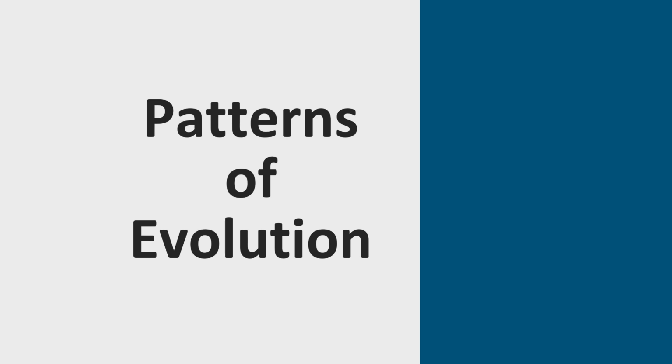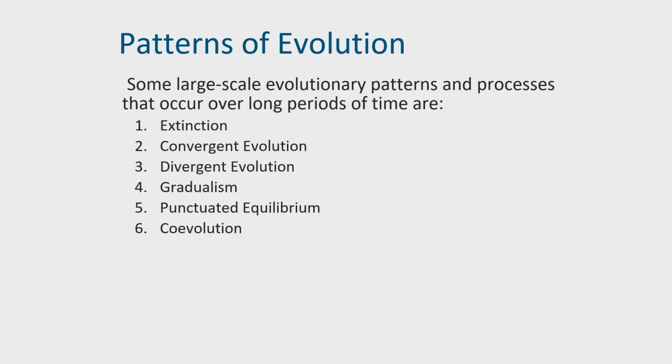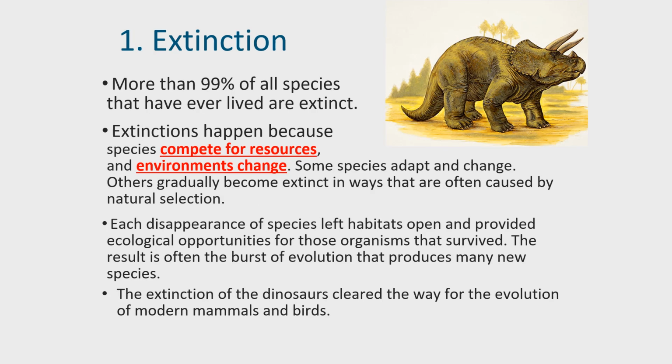We're now going to cover patterns of evolution. There are six patterns of evolution: extinction, convergent evolution, divergent evolution, gradualism, punctuated equilibrium, and coevolution. The first type of pattern is extinction. More than 99% of all species that have ever lived are extinct.